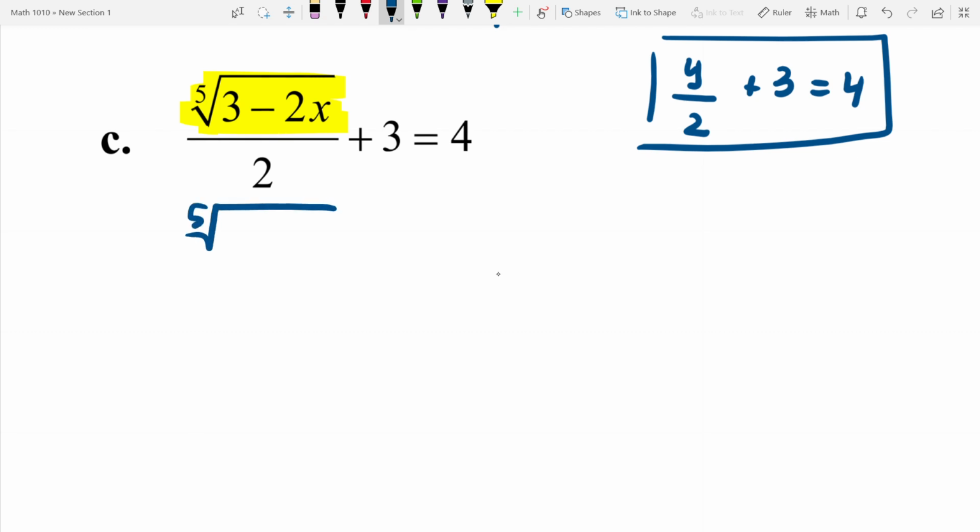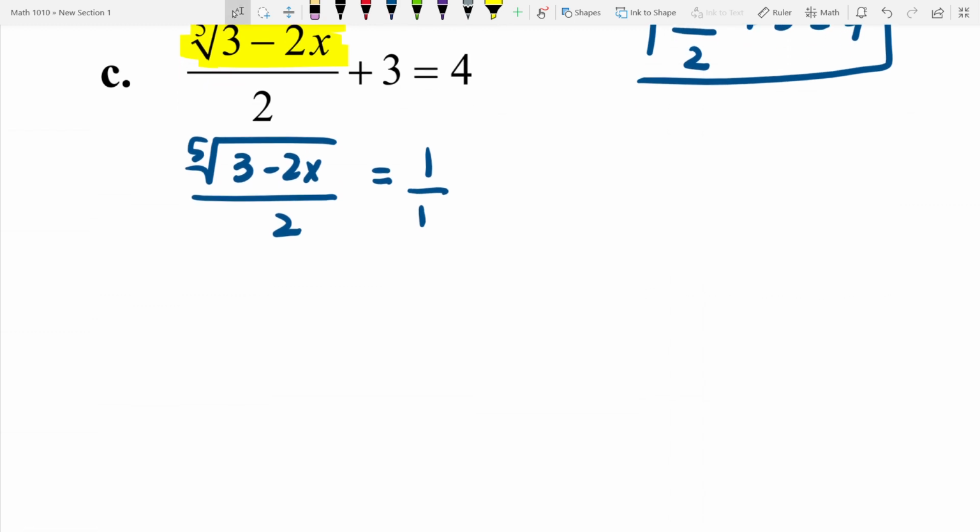So then I have the fifth root of 3 minus 2x over 2 is equal to 1. And then I have to get rid of the 2. So one way you could think about it is to cross multiply. That's what I think is the easiest.